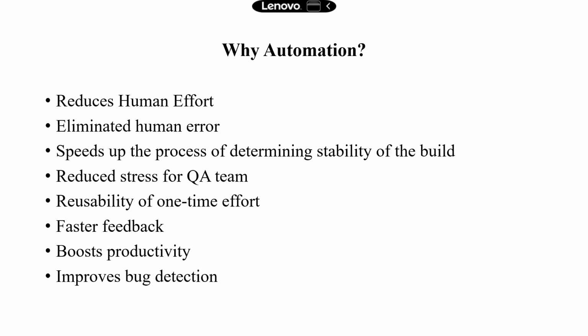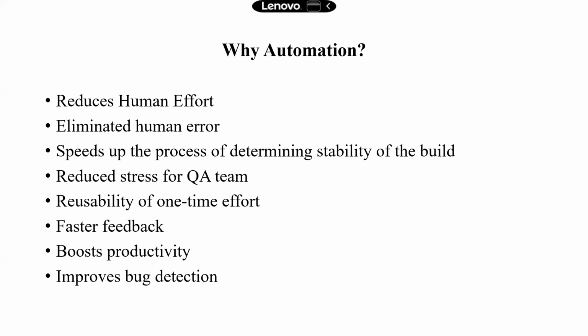Are you getting my point? So this is basically how we can speed up the process. If we automate that, we get faster results, we get faster decisions, and we are better aware of the situation. Then again, it reduces the stress for the QA team.